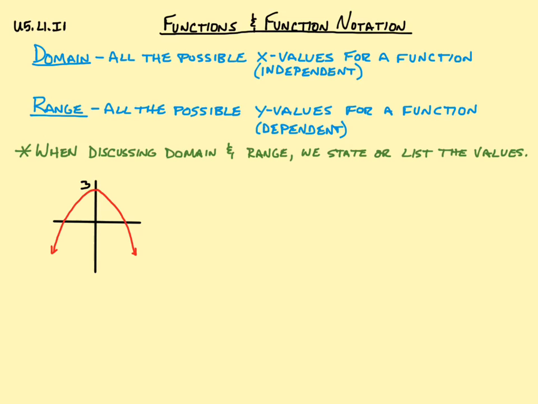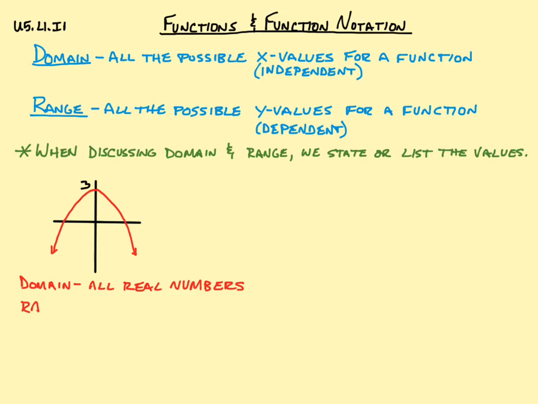Let's say we've got a downward facing parabola and the maximum value is at 3. So if we talk about our domain, this parabola goes on in both directions, so as we get bigger with x and as we get infinitely smaller with x, we're going to keep on getting values of y. So our domain is going to be all real numbers for x. So every possible x value we could come up with, there will be a y value.